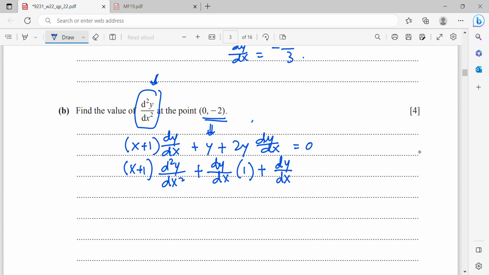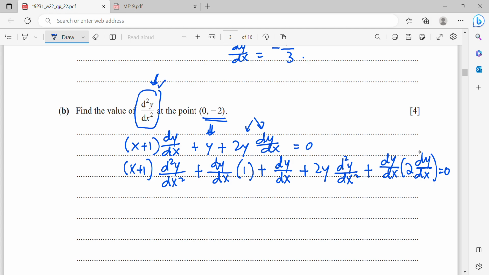And then for the third term, again, there are two terms multiplied over here. So again, we are going to apply the product rule. Keep the 2y, the first term, differentiate dy/dx, you'll get d squared y over dx squared. And then plus, keep the dy/dx, and then differentiate 2y with respect to x, you'll get 2 dy/dx, equals 0.